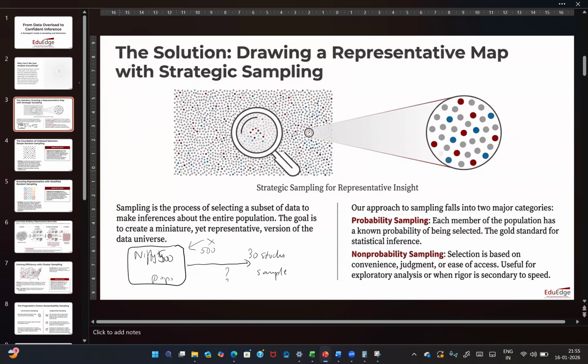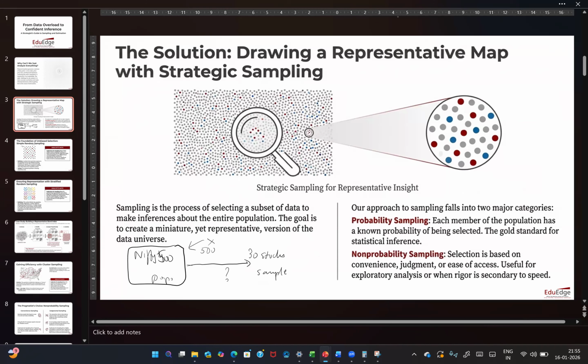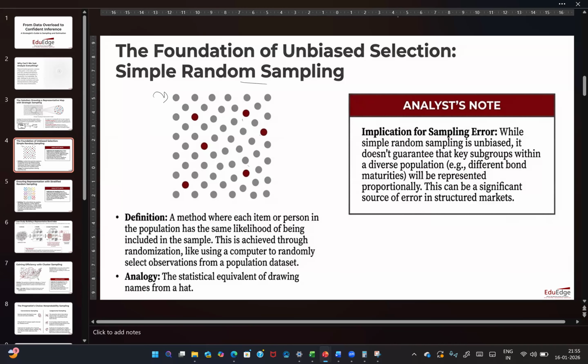Something which is the simplest is simple random sampling. So you have a population here and you randomly sample points. For instance, in this, you randomly sample 30 companies out of 500 companies. Randomly. So that is called simple random sampling. Can I say that it's an unbiased method? It has no bias or any rule with regards to the selection of the sample. So it's unbiased, which is the implication for using this method.